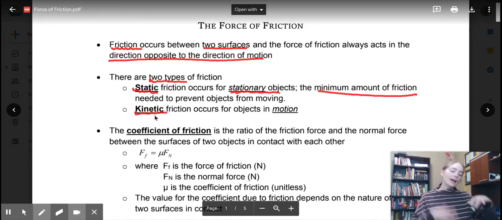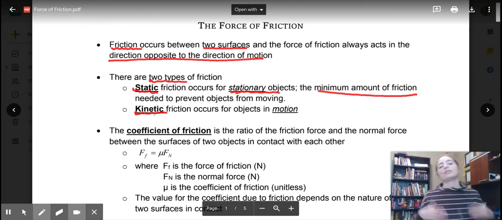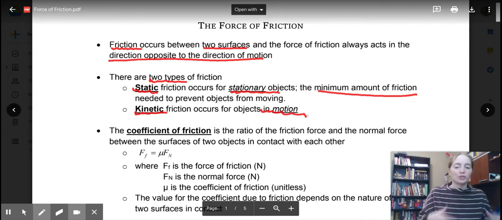And kinetic friction. Think about the word kinetic, as in kinetic energy, meaning motion. This occurs between objects that are already in motion, and it prevents them from continuing to move. It opposes them from moving.